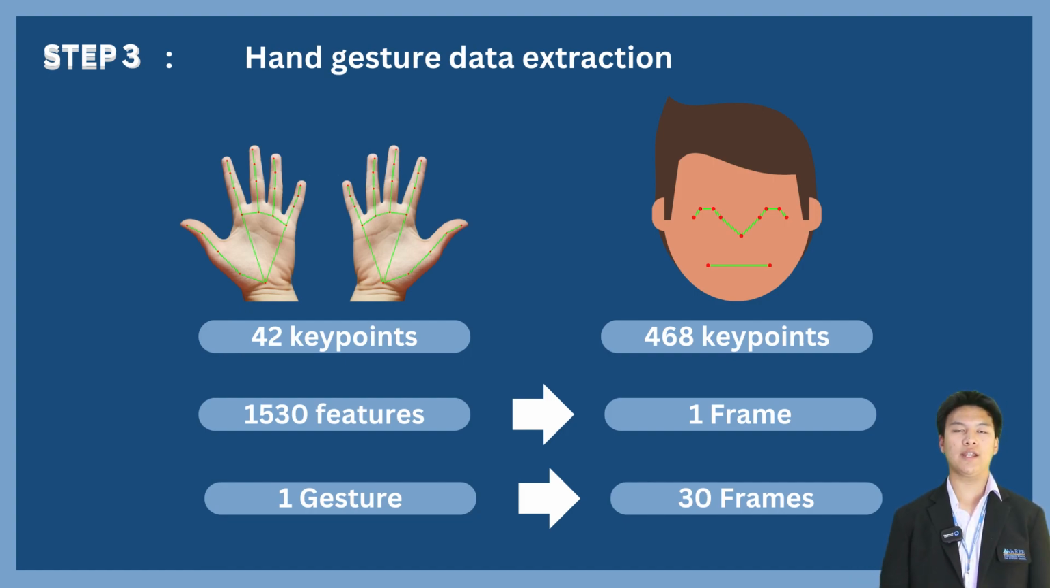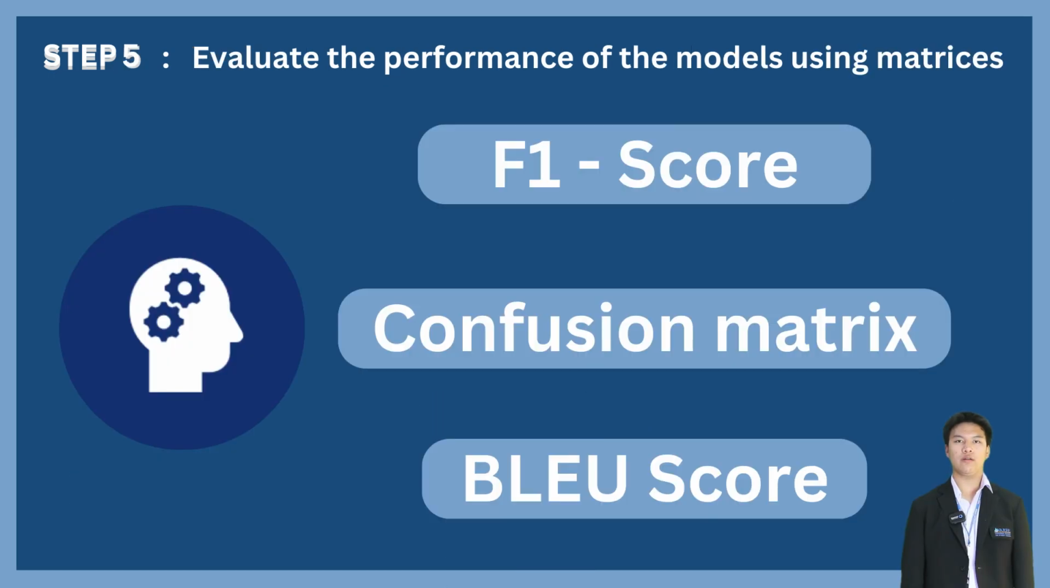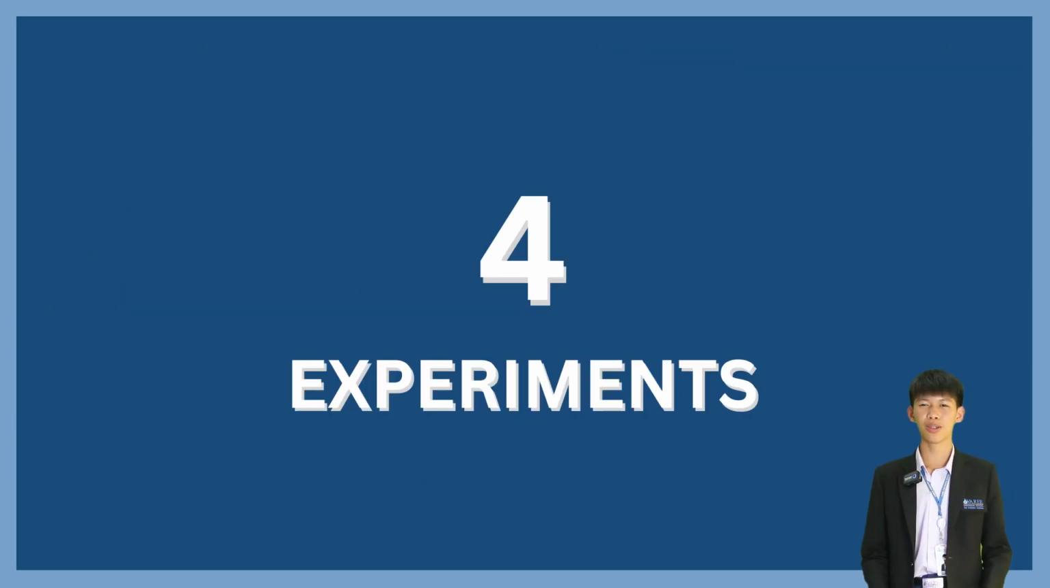It was found that hand gestures change over time, so the MediaPipe technology was used to capture key points of the hand gesture. This tells the movement of the body in the form of X, Y, Z axes, and the data of the gesture is used to test the performance of algorithms suitable for time series data such as GRU, LSTM, RNN, CNN, and evaluate the performance of the model using metrics including F1 score, confusion matrix, and BLEU score. All experiments consisted of 4 tests.